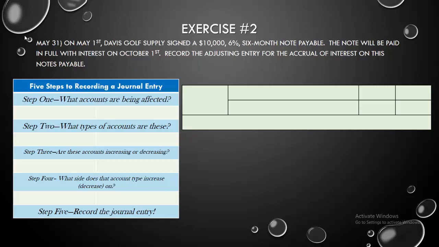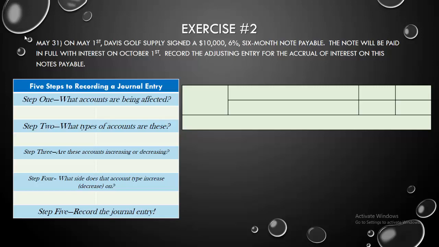On May 31st, we have another adjusting entry, and it stems from a note payable that Davis Golf Supply had. On May 1st, they signed the note. They took out a loan for $10,000 at 6% annual percentage rate, and it is due in a term of 6 months. The note is going to be paid in full with interest on October 1st. We need to record the adjusting entry for the accrual of interest on this note payable at the end of May. So what accounts are going to be affected?